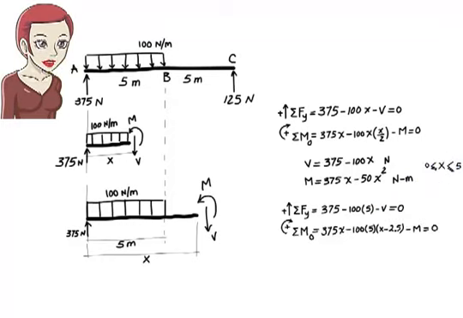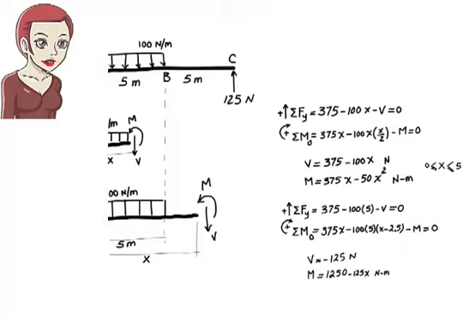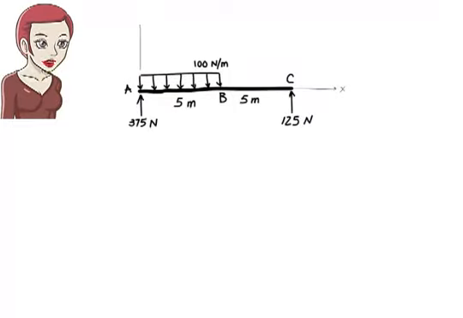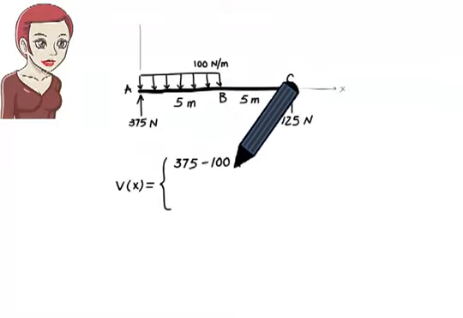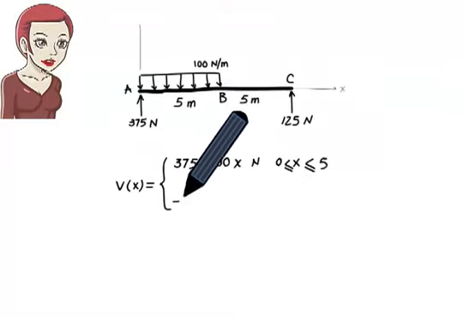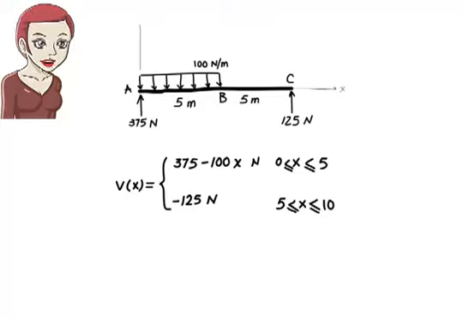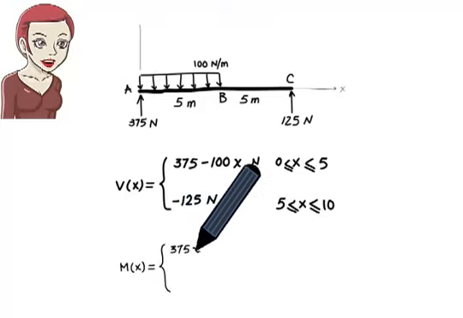Solving the equations for V and M, we get V equals negative 125, M equals 1250 minus 125x. In summary, shear in the beam is represented using these equations. And moment in the beam is represented using these equations.